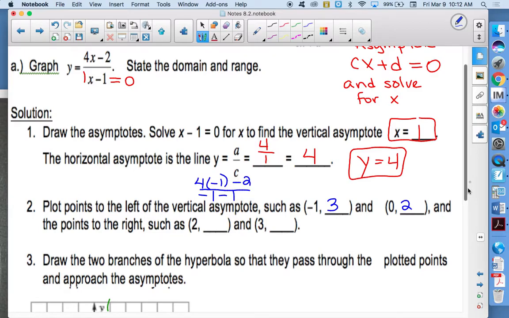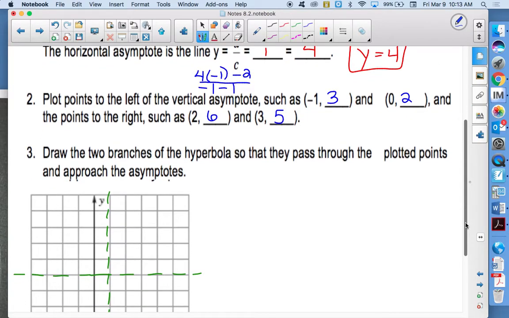So 4 times 2 is 8, minus 2 gives us 6. And then on the bottom, 2 minus 1 is 1, so that would just be a 6. Anybody have the last one when you plug in a 3? A 5, nice.